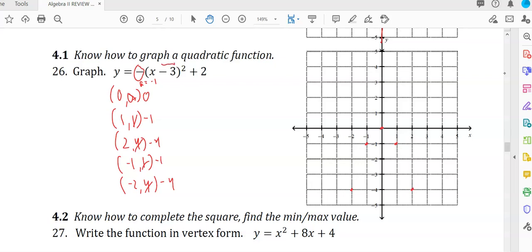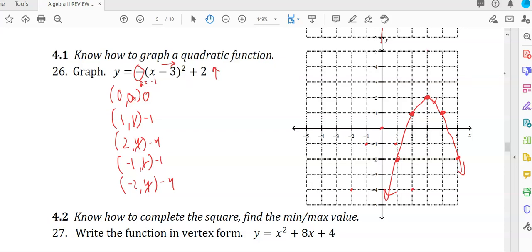This is going to go to the right 3 units and up 2 units. So every point goes to the right 3 and up 2. That's my new vertex. To the right 3 and up 2, to the right 3 and up 2. So I have enough to graph my graph. If you wanted to add the y-intercept, you could plug in 0 and figure out the y-intercept if you wanted, but the 5 points is enough for this one.